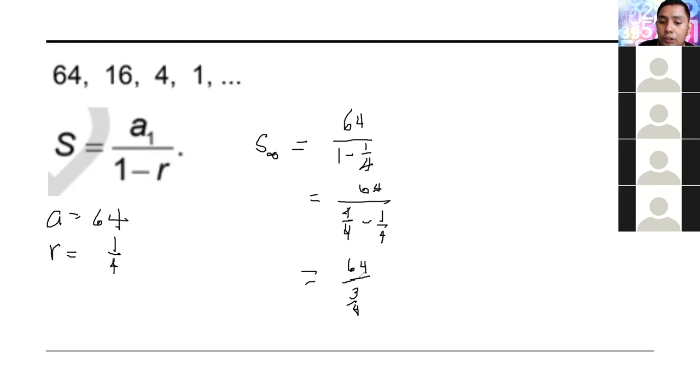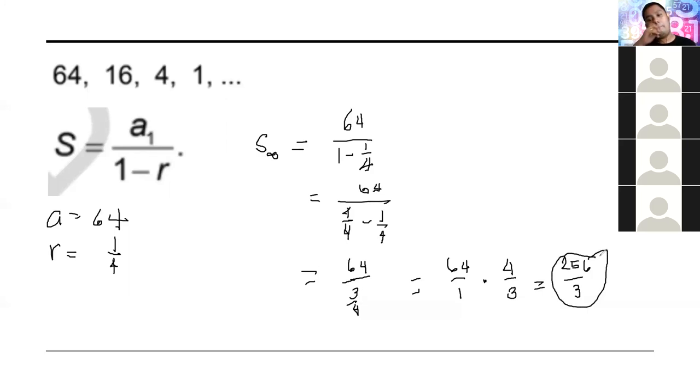Tama? 64 over 3/4. So we have to multiply this and 64 gawin nating fraction. 64 over 1 times, since this is 3/4, babalik tarin natin, 4 over 3. What is 64 times 4? 64 times 4, that's 256 divided by 3. Kaya bang i-divide? Hindi. Hindi kaya i-divide 256 over 3, ito na yan. Tapos. Okay. Question? Wala na po. Let's have another one.